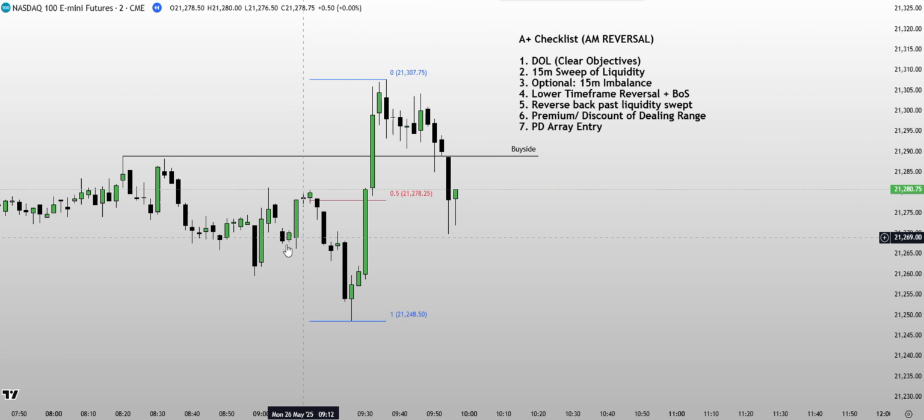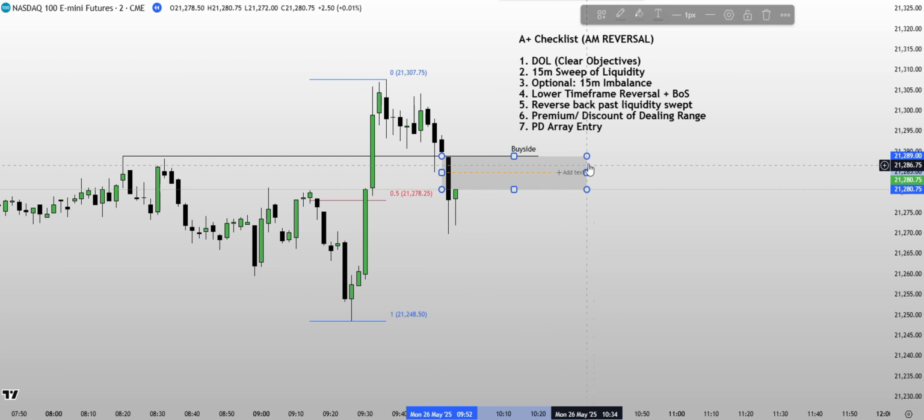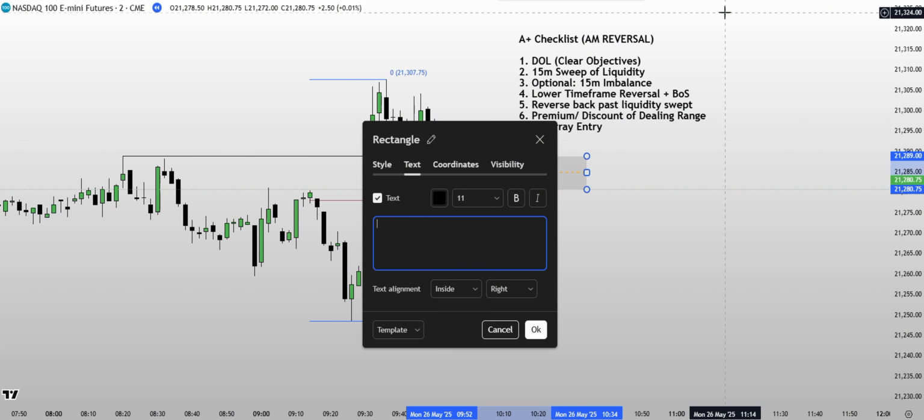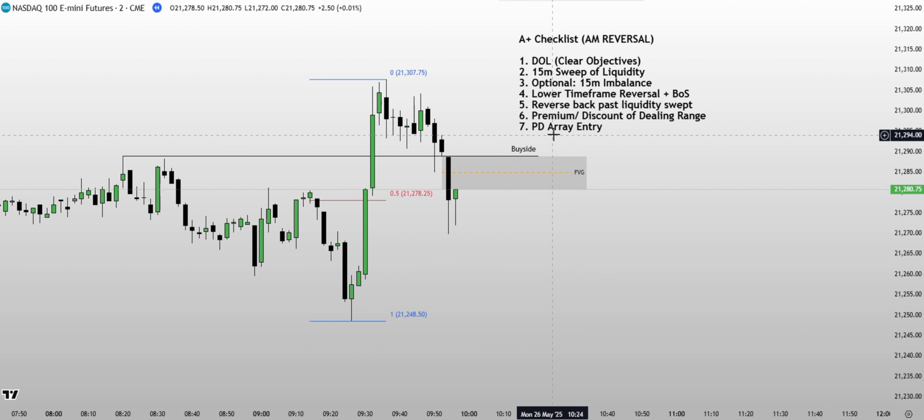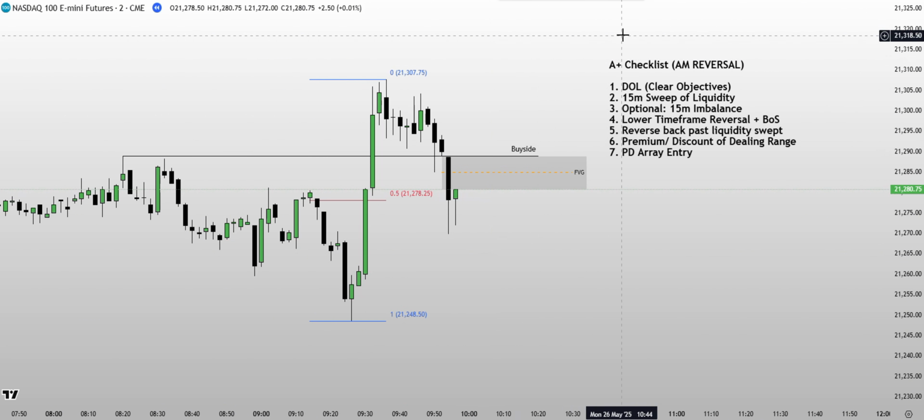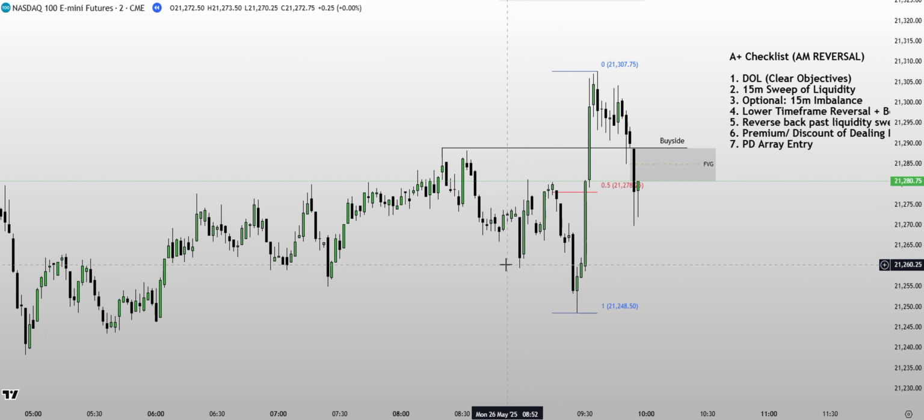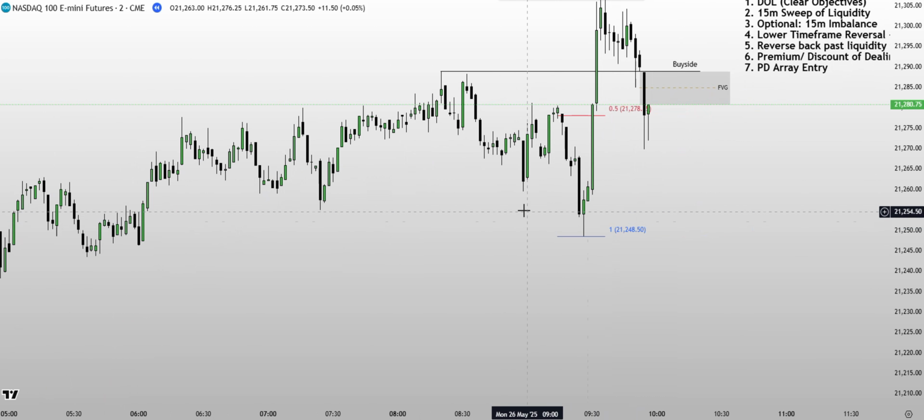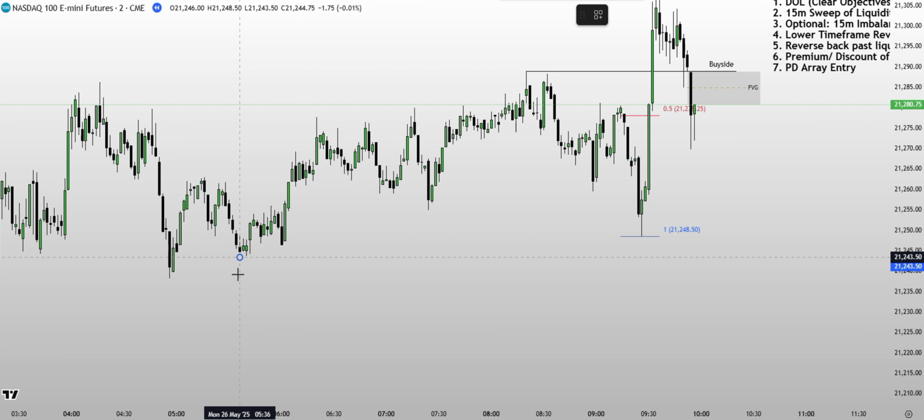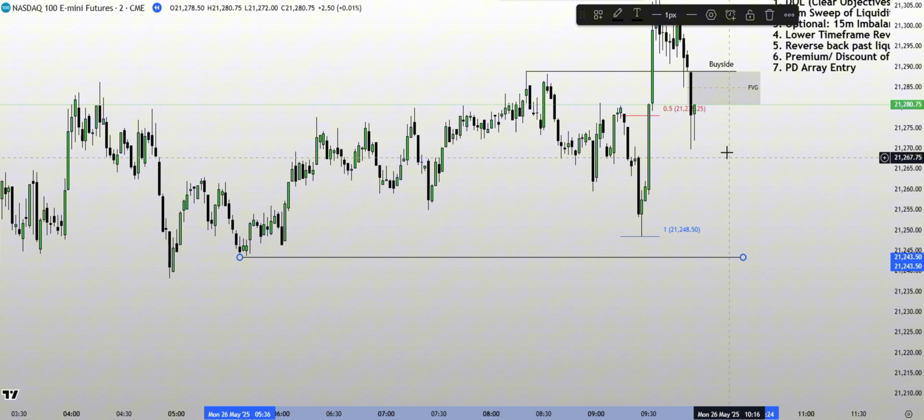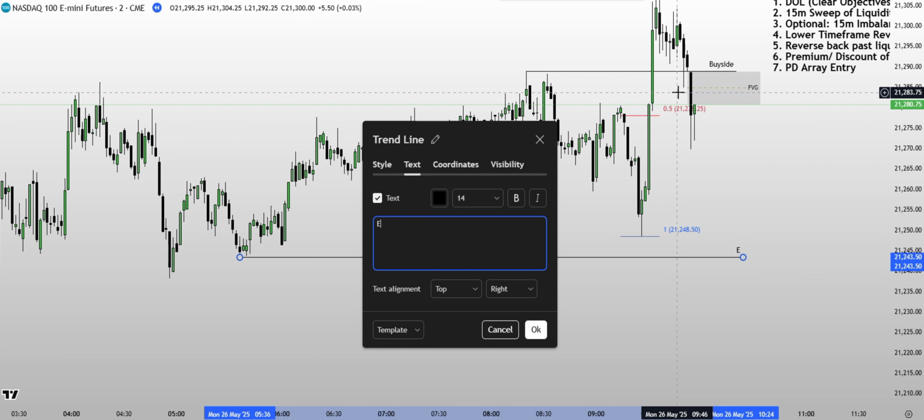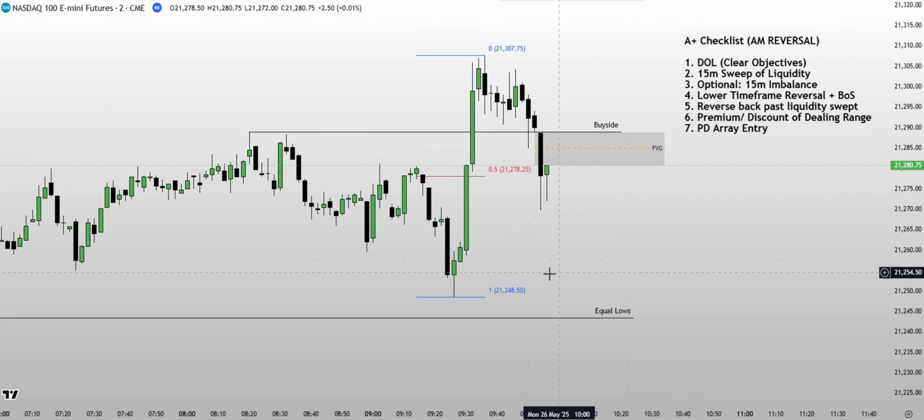So steps 1, 2, 4, 5, and 6 here are met. We are in the premium of this dealing range. We're still in that upper half. And price forms the fair value gap to enter upon. So now you have steps 1 to 7 all here with clear draws to the downside that price can gravitate towards. There are clear draws here for price to go. You have equal lows right here that you can utilize to target. Equal lows right there. Or you can target the opposing end of the dealing range.